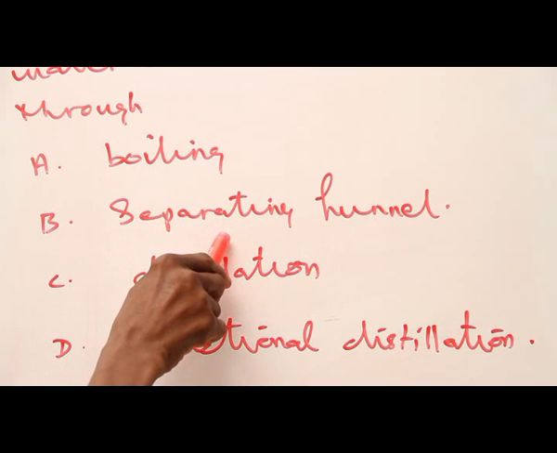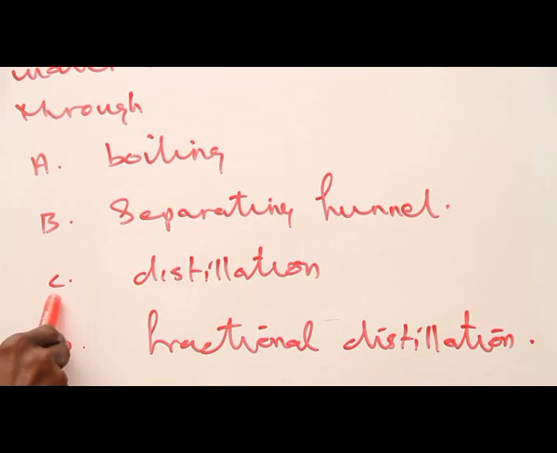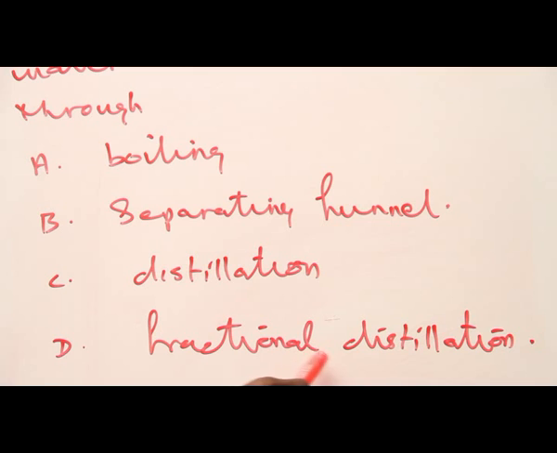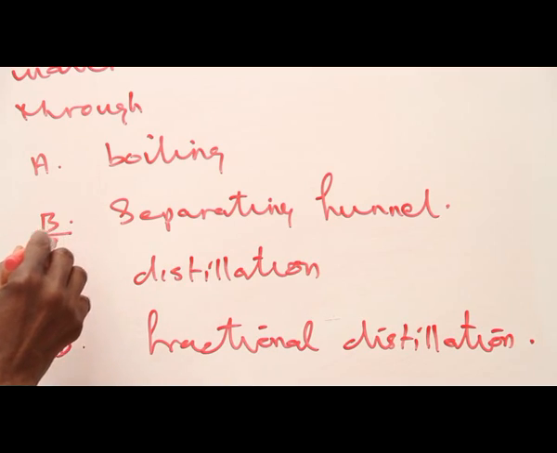two immiscible liquids. C. Distillation. Wrong. Distillation is only used to separate a mixture of two miscible liquids whose boiling points are far apart. D. Fractional distillation. Wrong. Fractional distillation is used to separate a mixture of two liquids whose boiling points are very close to each other. Consequently, the correct answer is B.